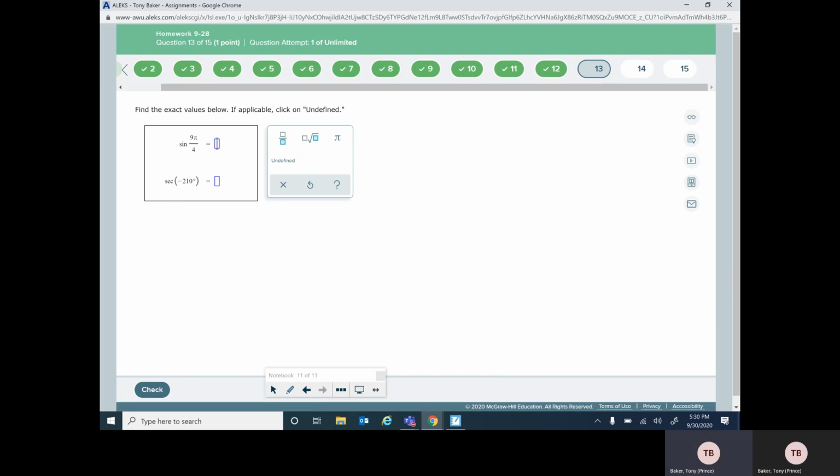Same thing on this one. The difference is we need to get our coterminal angle before I do it, because 9 pi over 4 is not on my unit circle, and neither is negative 210. So I do the 9 pi over 4. That's bigger than 2 pi, so I'm going to subtract 8 pi over 4. That gives me pi over 4. And then negative 210, I'm going to add 360 to that.